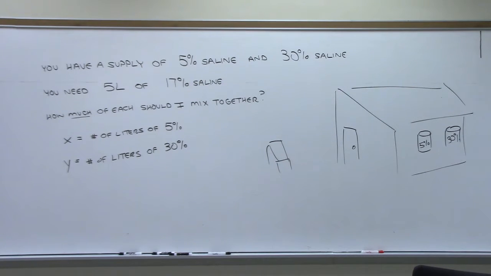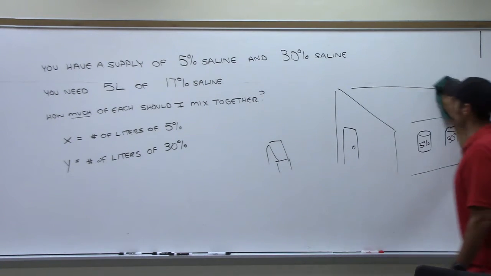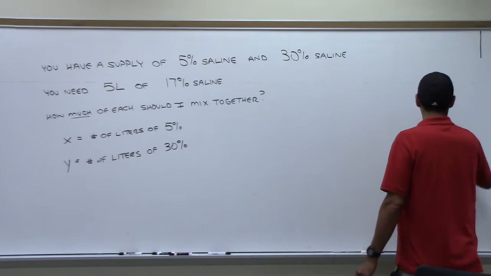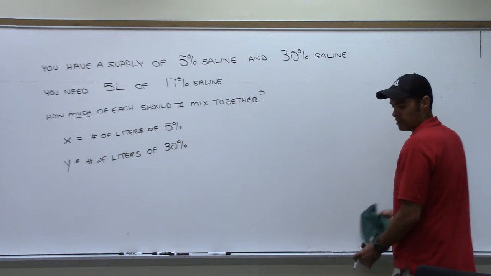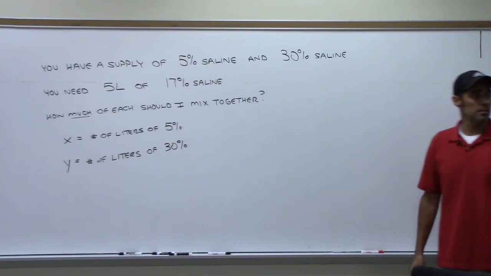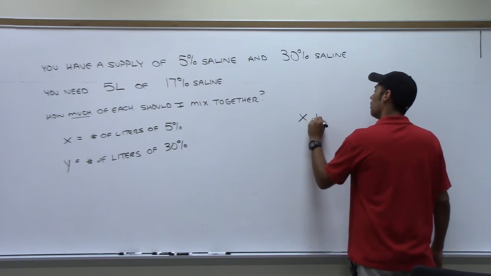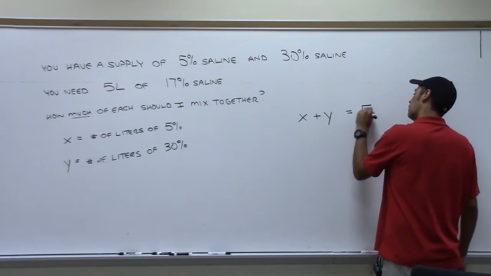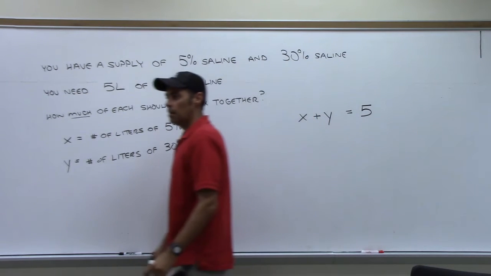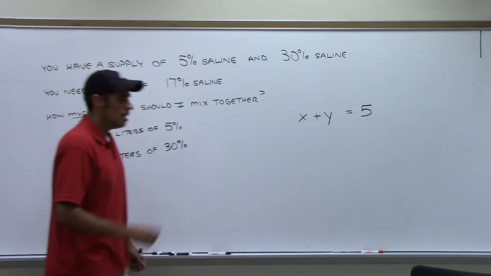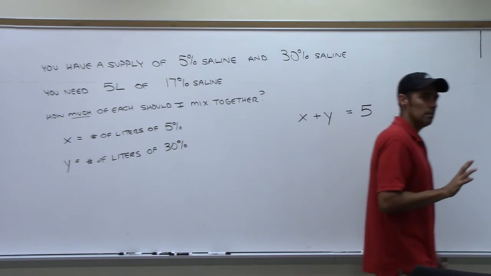Let's try and set up the equation. The equations. Can anyone tell me one of the equations? X plus y is 5. However many liters of the 5% plus however many liters of the 30%, when you put those together, you have to get 5 liters, right? Here's the most complicated part.